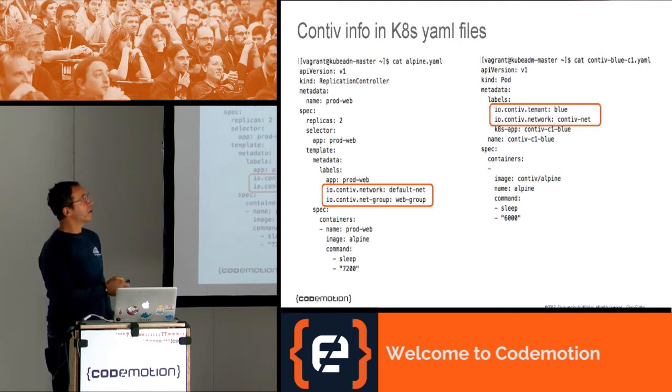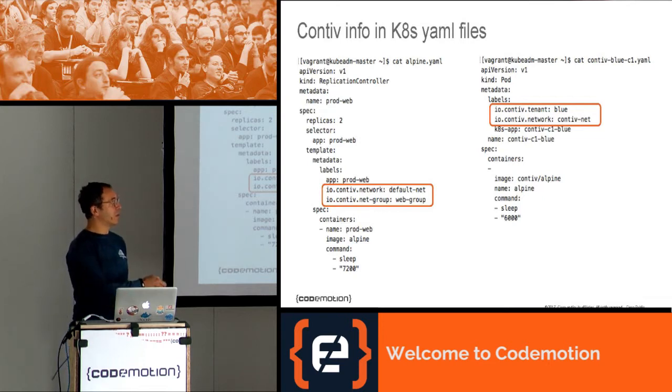In this case, I am creating a new pod through a YAML file. In the demo, you will see that in action. The new pod will belong to a tenant, which is blue, and will be attached to ContivNet, which is the network I have created. And this is the image that I'm going to deploy.